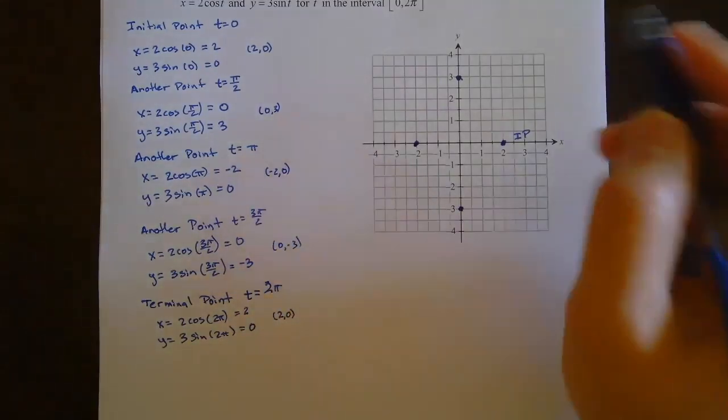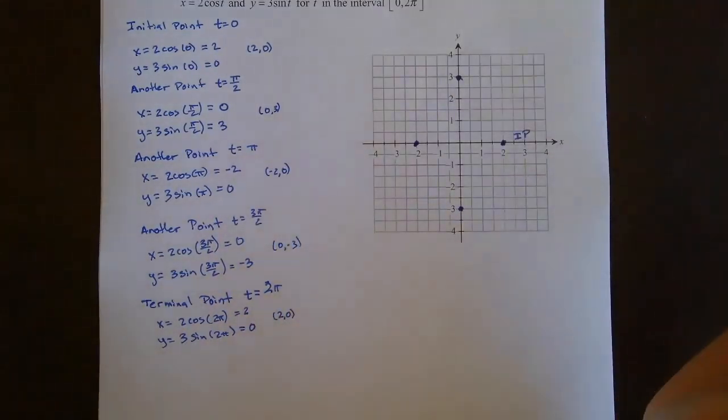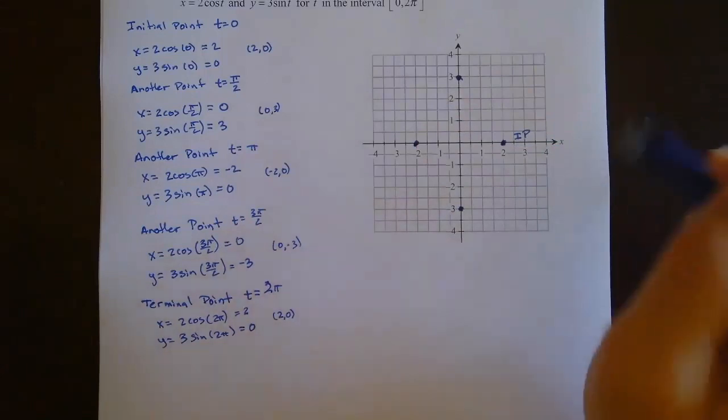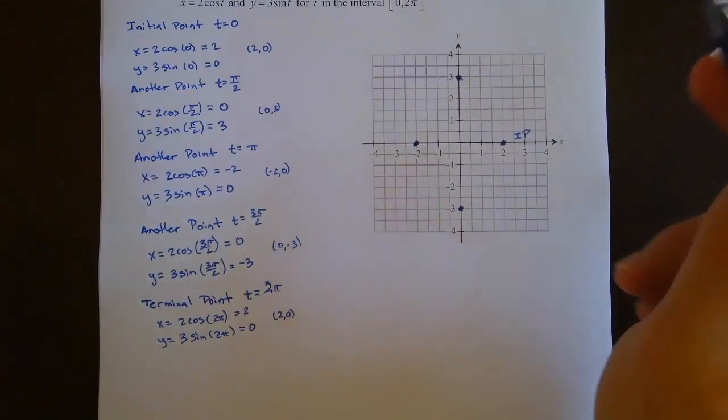And you know what? I should say this. When we graph this, you don't see the time at all. That's why we need the arrows. You don't visualize time. There's no time on here. It's just an x and a y for a given time, okay?